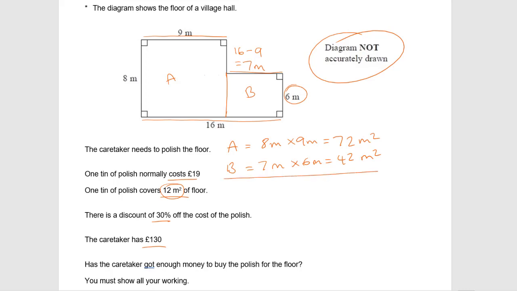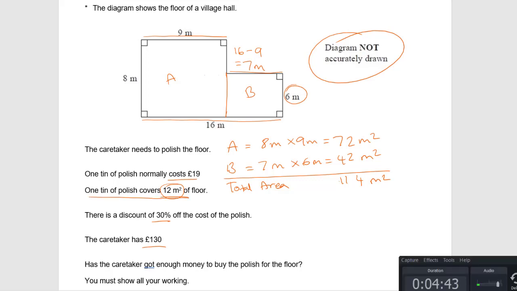So the total area is going to be 114 meters squared. Okay, so we found the total area now. So 1 tin covers 12 meters squared, so we have a total area of 114 meters squared. So all we have to do is divide 114 by 12. Now because it's a non-calculator paper, you can do the bust-up method. So 114 divided by 12.